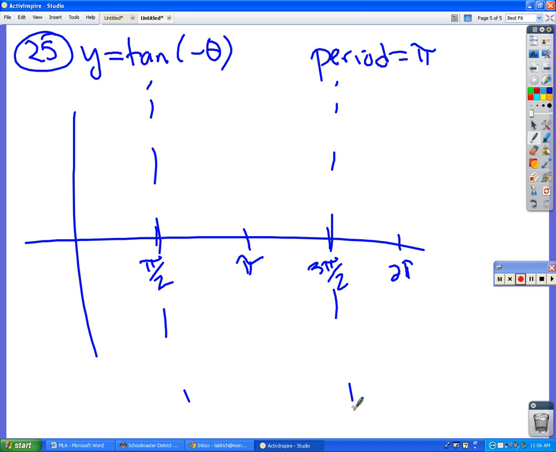What does the negative do to the graph? Yeah, instead of starting here and going up, if it's negative, it starts here, it goes down. And these will be flipped.